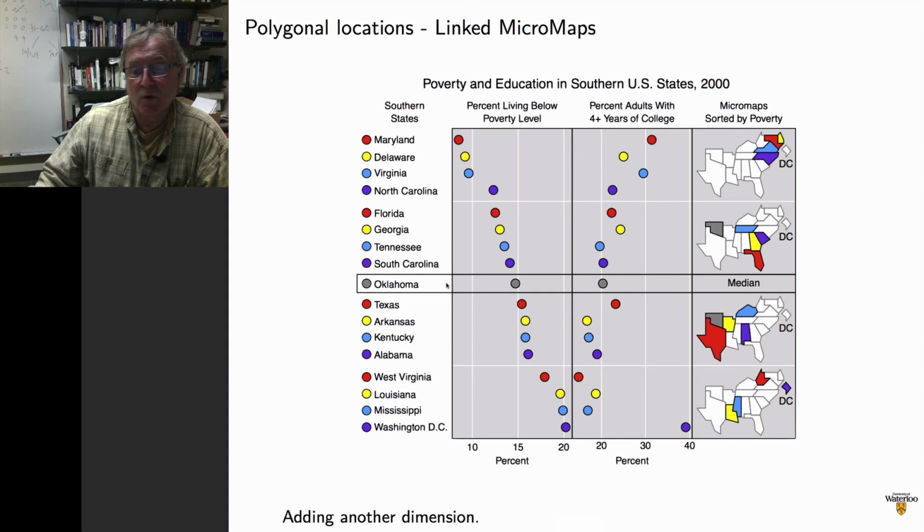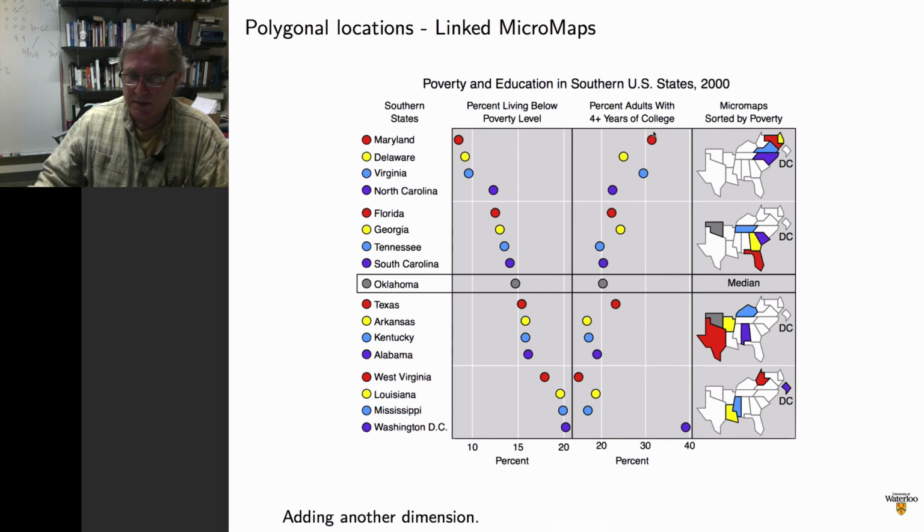The middle state is Oklahoma. And the best state here is Maryland, and the better states seem to be up here in this northeast block. The lowest are down here: Mississippi, Louisiana, West Virginia, and DC. So DC is a bit of a problem here. We're looking at the connection between poverty level and the percent of adults in that state that have at least 4 years of college education, so post-secondary education.